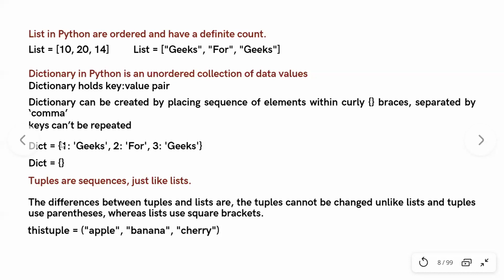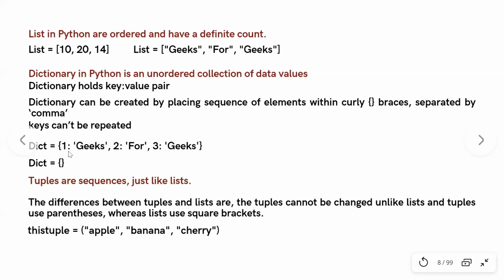The important thing is that a dictionary is made in curly brackets. A list has square brackets. We have used square brackets above, but for dictionaries we have curly brackets. All right. So one, colon, geeks. Two, colon, four. Three, colon, geeks again.